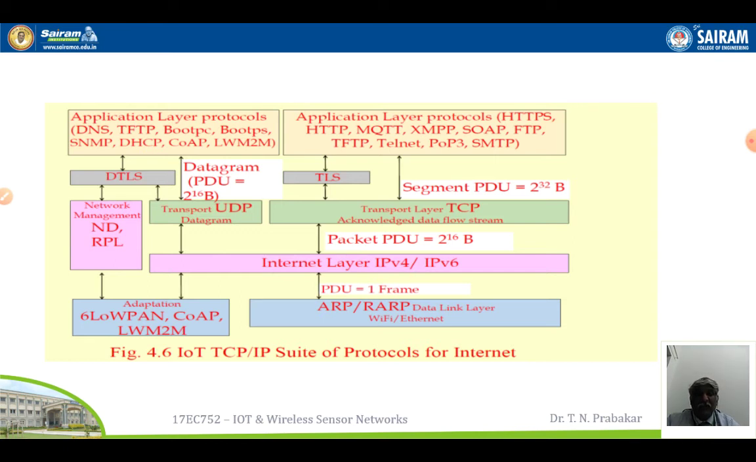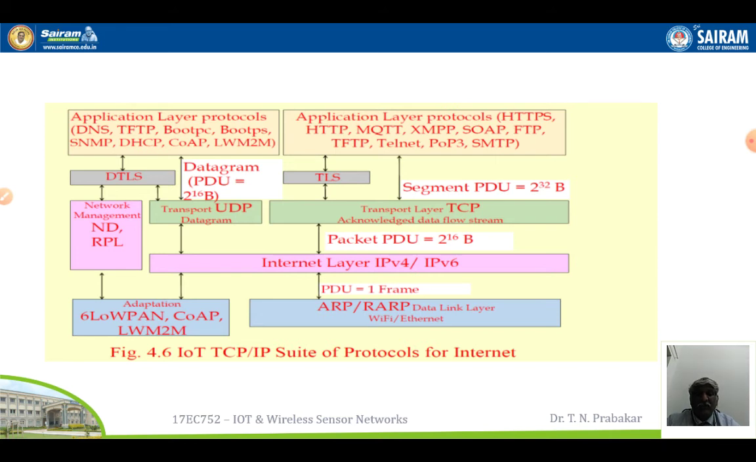The next layer is either TCP or UDP, so either a connection oriented service or a connectionless service. Then this data is given to the next layer, the internet layer. In the case of the transport layer TCP, the connection oriented service, there will be an acknowledged data flow, so for each and every packet transmitted you should get an acknowledgement. But on the UDP side, no such acknowledgement is available.